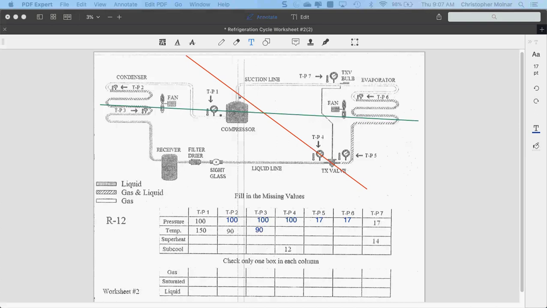TP4, what's special about that temperature? There's something really important here on that temperature. The subcooling, right? Yes. Subcooling is a decrease in temperature after my condensing temperature. So we do the change of state, then we decrease the temperature after my condensing temperature. So what am I going to put on the temperature line for TP4? 78.